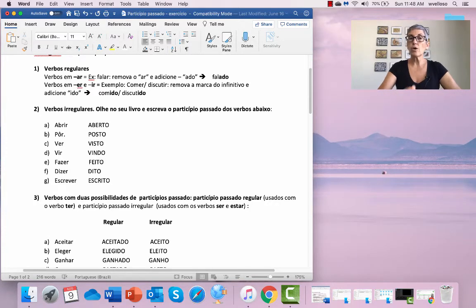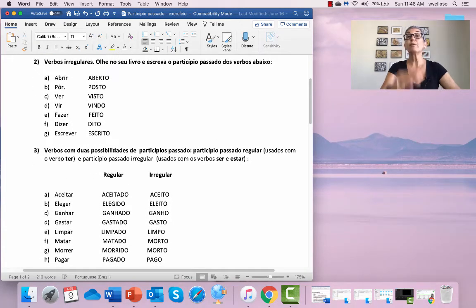Os verbos irregulares. So, of course, we always have the irregular verbs, which means that we have to memorize them. Some of the ones that we are going to use a lot: the verb abrir, aberto; pôr, posto, the verb to put or to place somewhere. O verbo ver, to see, visto. O verbo vir, to come, vindo. O verbo fazer, to do or to make, feito. O verbo dizer, dito. Dizer is to say or to speak. Escrever, to write, escrito. Então, aberto, posto, visto, vindo, feito, dito, escrito.